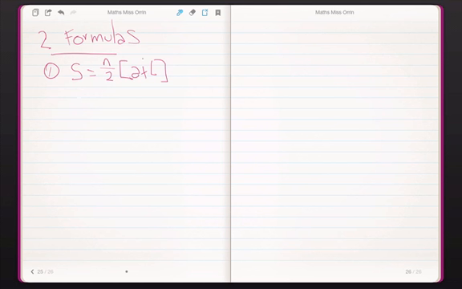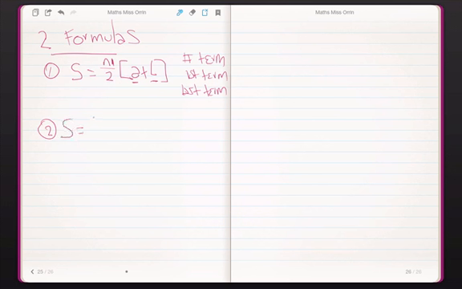So if we knew the number of terms, the first term, and the last term, we could use this formula. That's what we need: the last term, the first term, and the number of terms. There's another way to do it though if we don't know the last term.